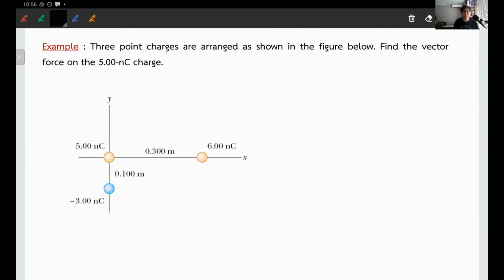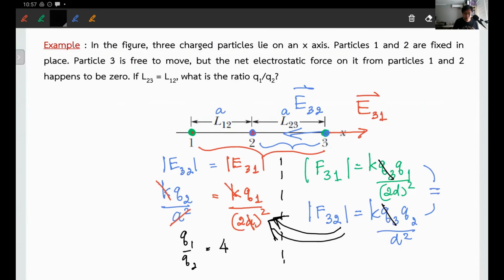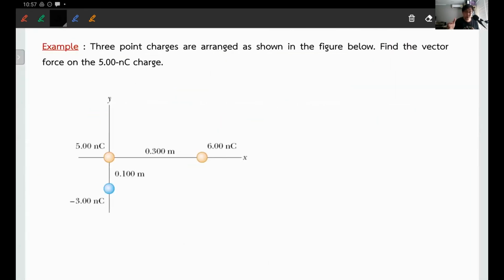All right. Now you have 3 point charges that are arranged as shown in the figure below. Find the vector force on the 5 nanocoulomb charge. Okay, this is good. They want to figure out the force on the 5 nanocoulomb, which is positioned at the origin. Very good. Now I can do this two ways, but let's start from the new way because we were discussing the force. So I'm going to show you how it's done if you want to go directly to the force right away.